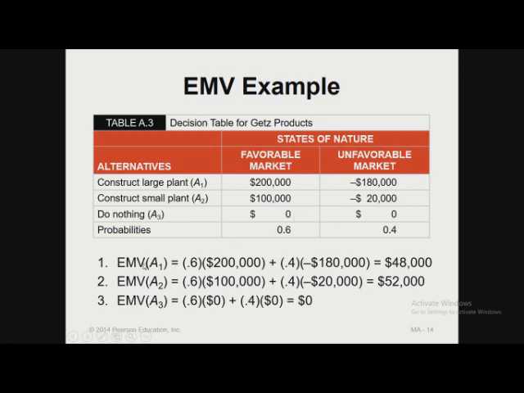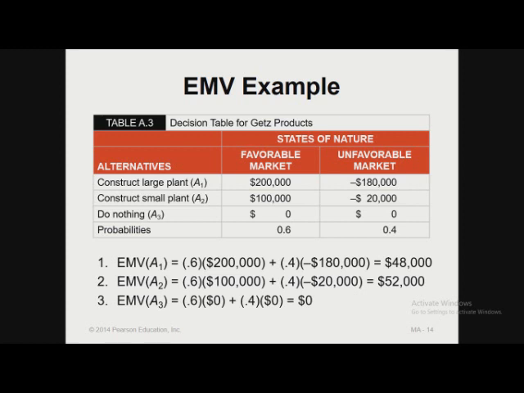So, to compute for the EMV, following the formula, example, alternative 1: 0.6 for favorable market multiplied by 200,000, di ba, nga payoff, plus 0.4 multiplied by loss of 180,000. Okay, so ma-minus man na siya. That's why ang answer is 48,000. Pwede ninyong kuwentahon o compute diha para ma-verify kung tama ba ning presentation ko.